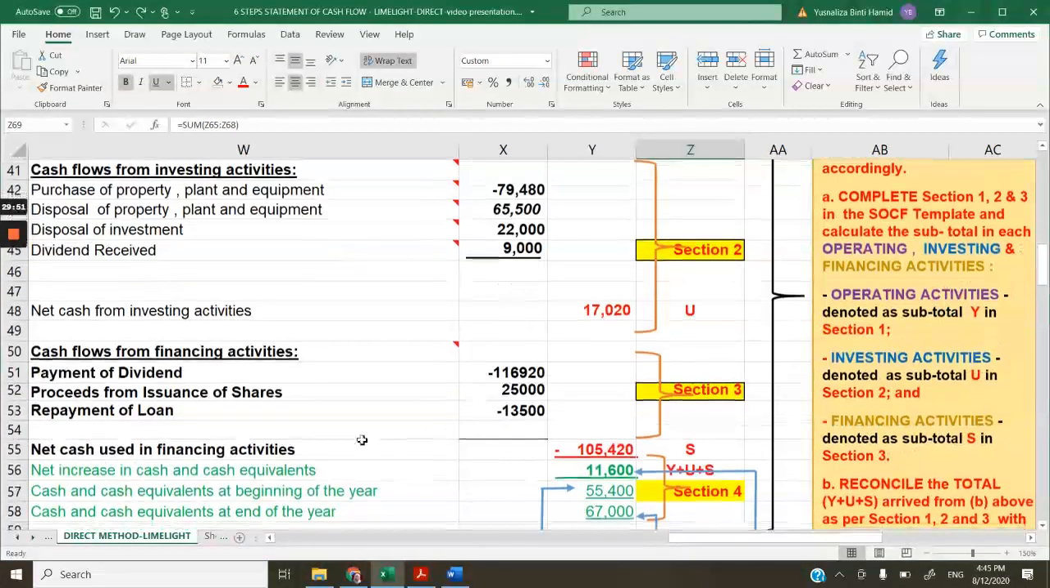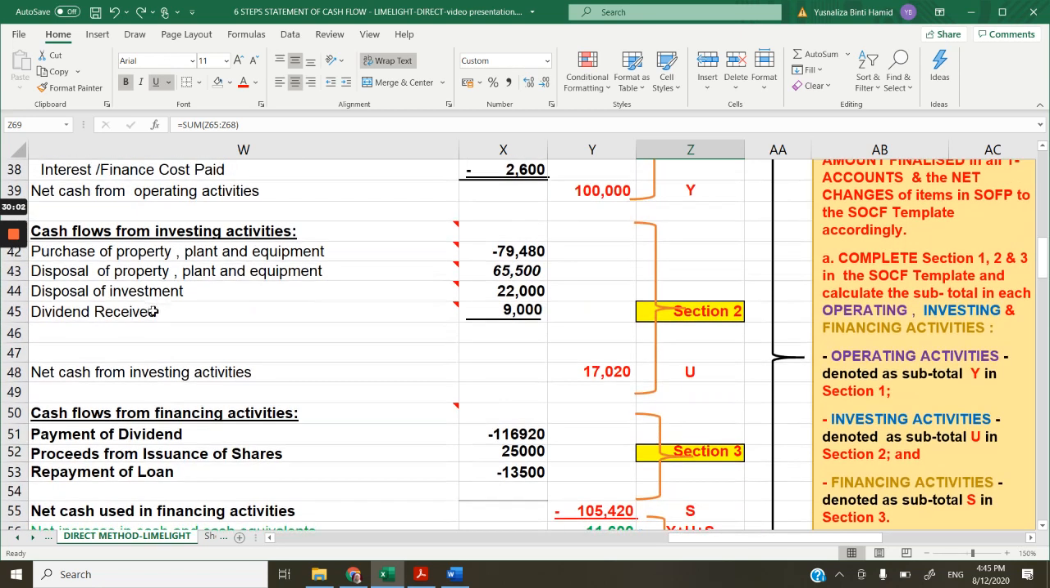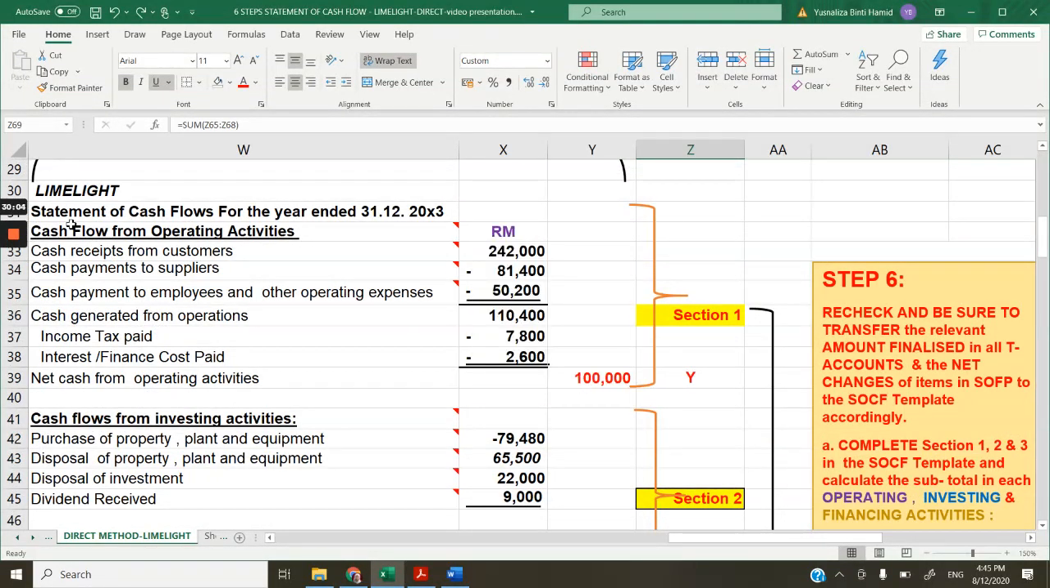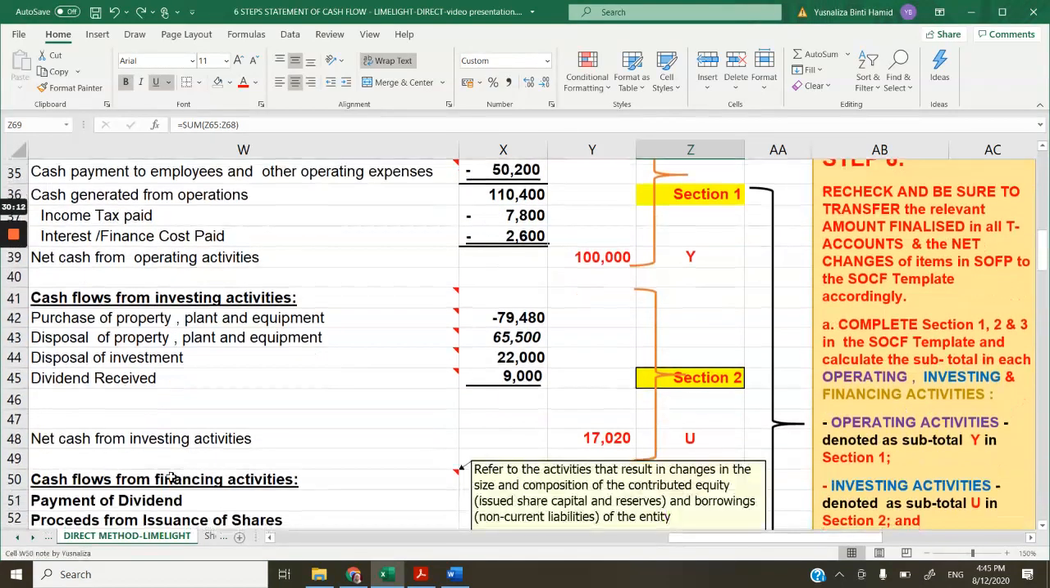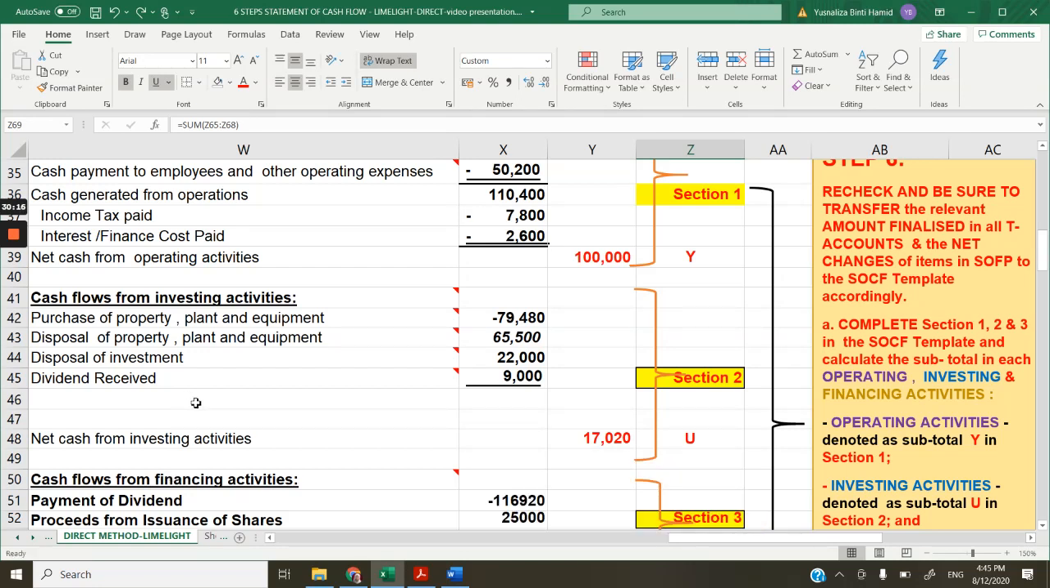With that, I'm done with the statement of cash flow using the direct method. I will use the same example to show you the presentation and preparation of cash flow using the indirect method, where I will just work out the cash flow from operating activities in my next video. Cash flow from investing activities and financing activities will be exactly the same, even under the indirect method.